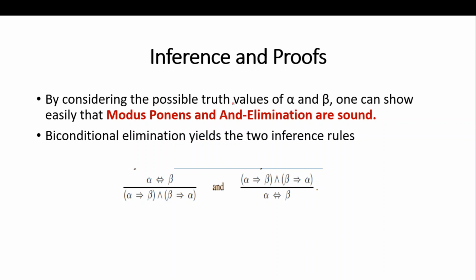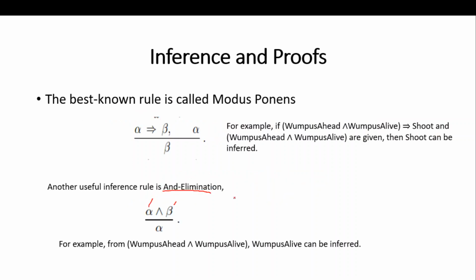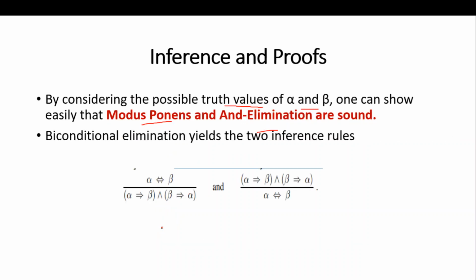If you consider the truth values, that is, the truth table of alpha and beta, then you can show that modus ponens and AND elimination are sound proving techniques. So what is AND elimination? From alpha and beta you can infer either alpha or beta. Because alpha and beta were separated by AND, which means both are true, you can ignore either one. That is called AND elimination.